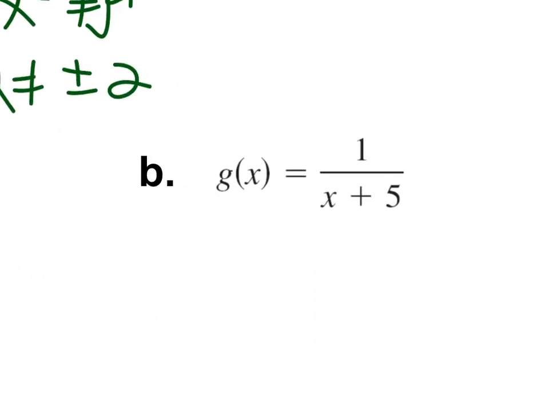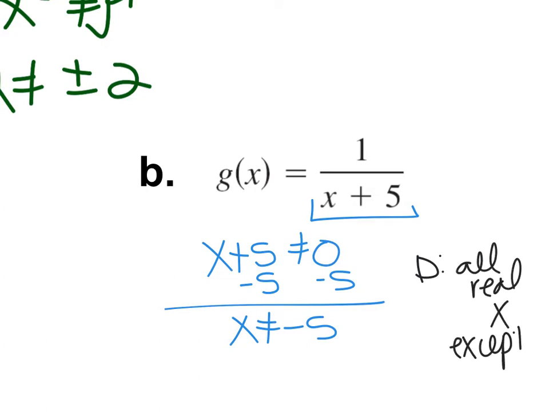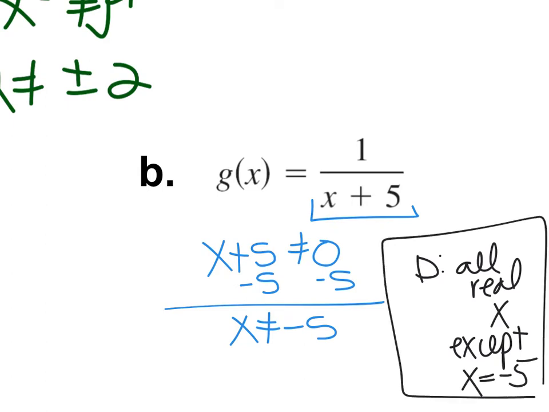That's what we'll do for everything here. For letter B, this cannot be 0. X plus 5 cannot be 0. Otherwise, I can put any x value in there that I want to. If we solve here, we see that x cannot be negative 5. So your domain is all real x, except x being negative 5. So the denominator can't be 0.